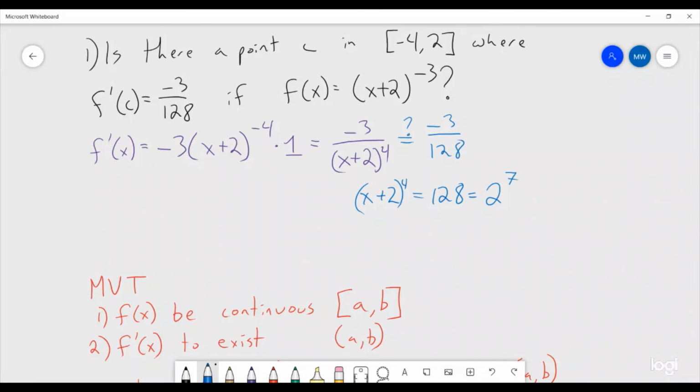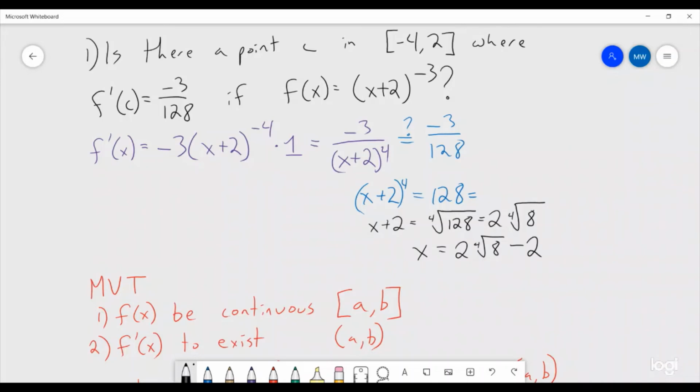So we could go through and figure this out. So that means that, let's see, 2 to the 7th doesn't divide 4 nicely. 2, 4, 8, 16, 32, 64, 128. Yeah, it is 7. So that means that we get x plus 2 is going to be the 4th root of 128. So this is going to be 2 times the 4th root of 8. So x is going to be 2 times the 4th root of 8 minus 2.